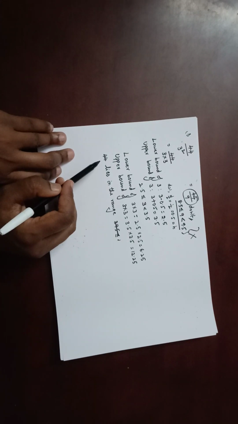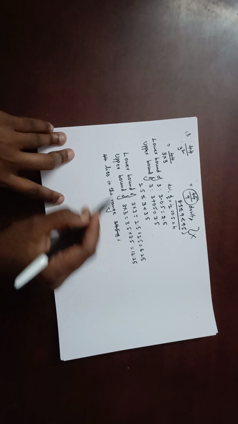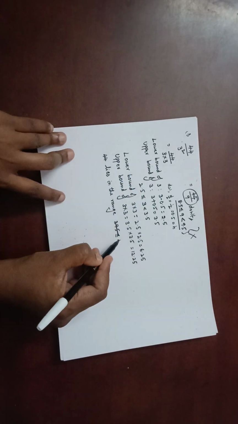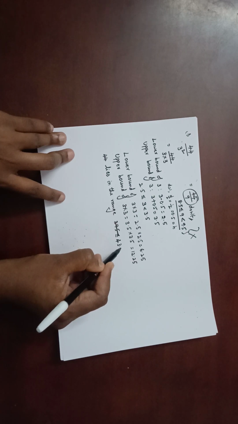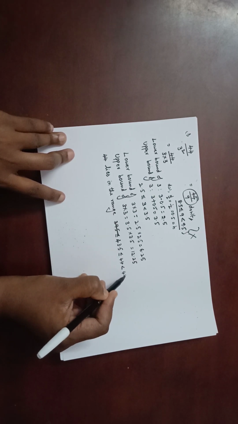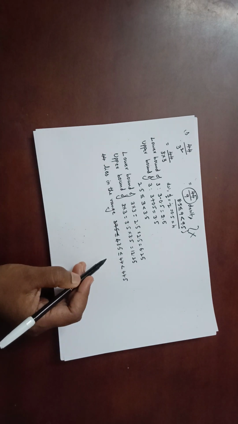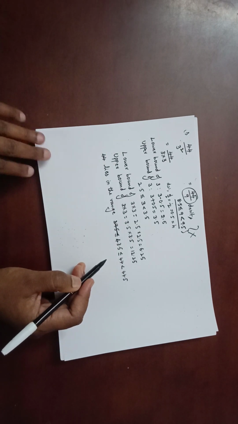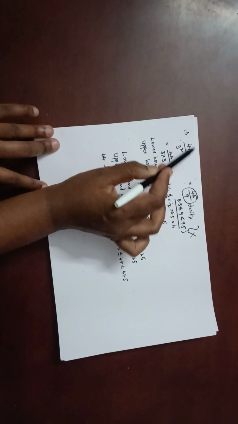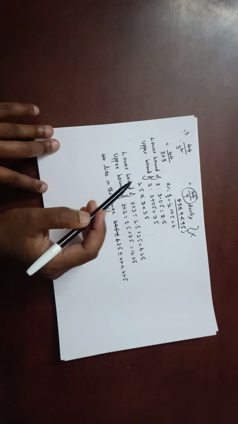Okay. Now 44 lies in the range. You should subtract 0.5 from 44. Means 43.5 less than or equal to 44, less than 44.5. Okay, now we will find out the lower bound of the calculation and also upper bound of the calculation.